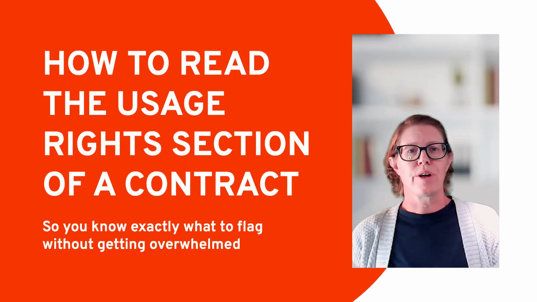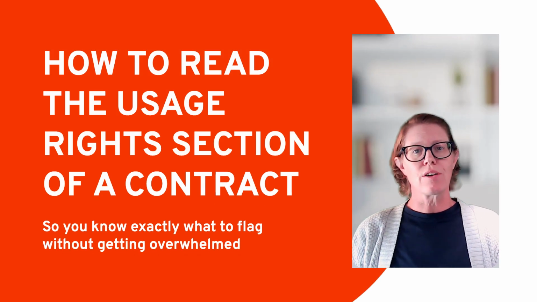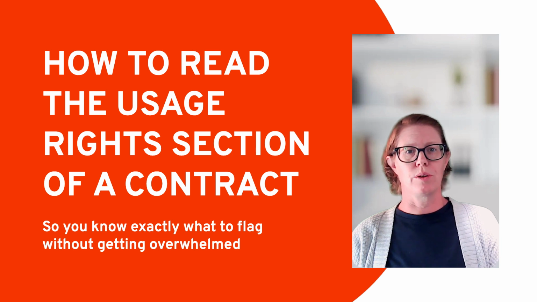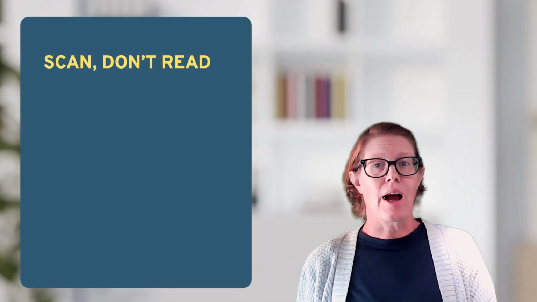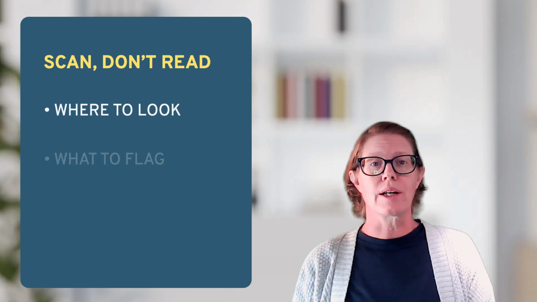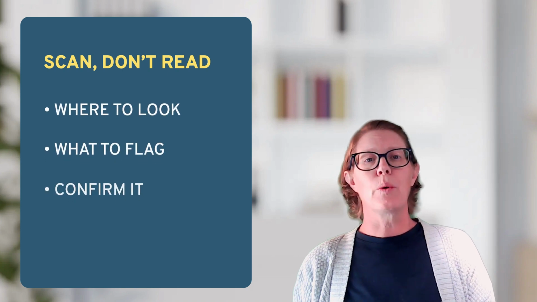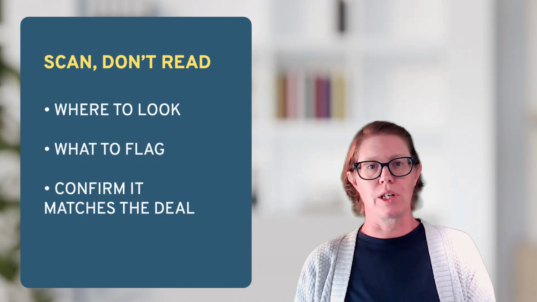When you get a contract, you understand most of it, but you might not know how to quickly verify it matches what you agreed to. After more than 15 years of reading and negotiating contracts, when it comes to usage rights, 90% of what I negotiate falls in just a few key areas. So rather than reading everything, I'm going to help you focus on where to look and what to flag so you can quickly confirm it matches what you agreed to.